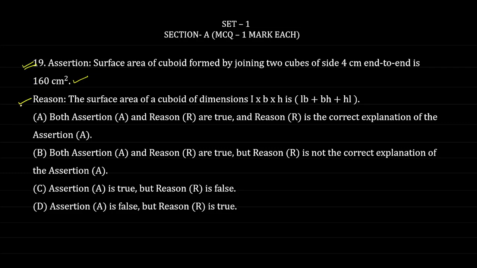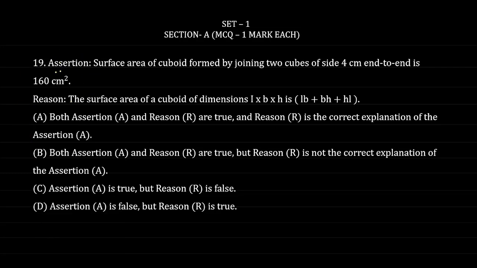Then you check the correctness of the reason. So if one of them is false, then either C or D will be the option. But if both are true, then out of A or B, one will be the option. So if any of the statements fails while checking for correctness, we can directly choose the answer as C or D. So that is the approach to solve any assertion reason problems.